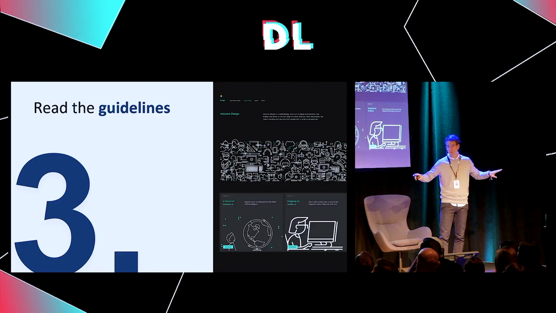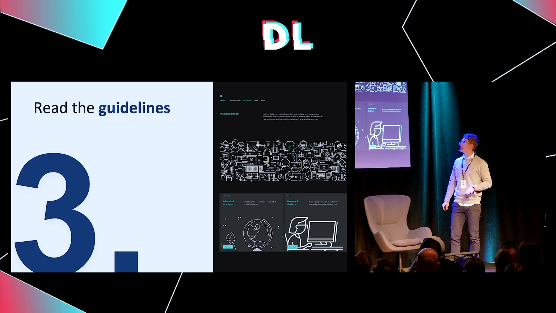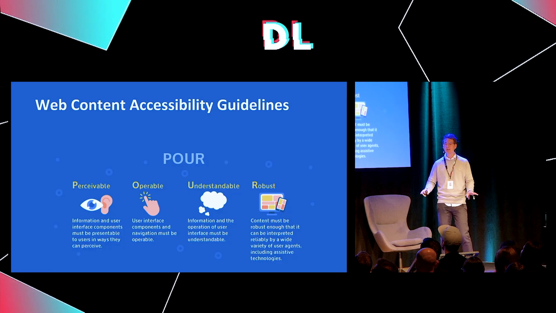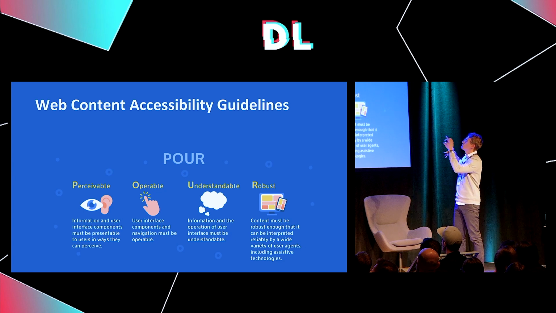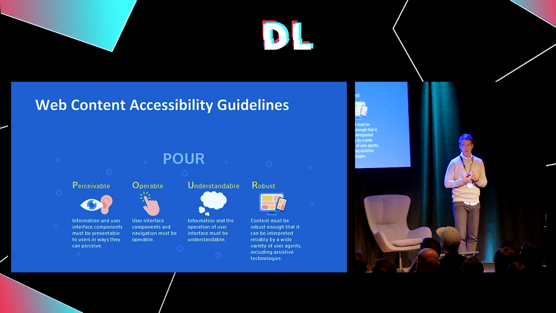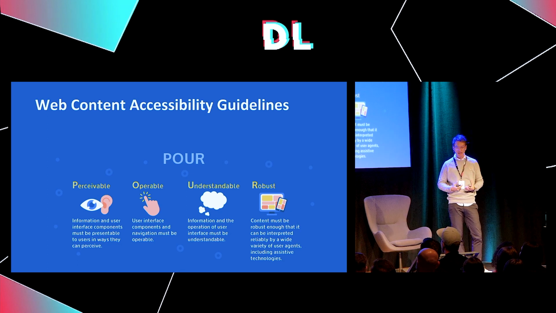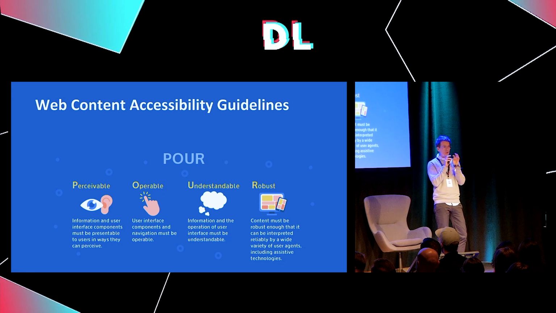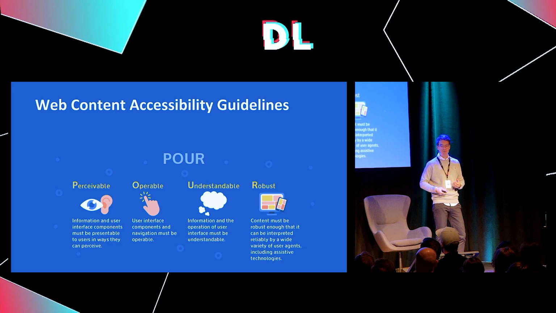Third one, the thing that nobody does, is read the guidelines. I would invite you, first of all, really quickly on Wikipedia, to try to understand what the WCAG is, what the main purpose is behind the Web Content Accessibility Guidelines. What does it mean to be perceivable, operable, understandable, and robust? That gives you the basis to develop an accessible product.